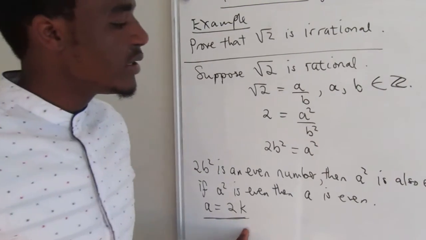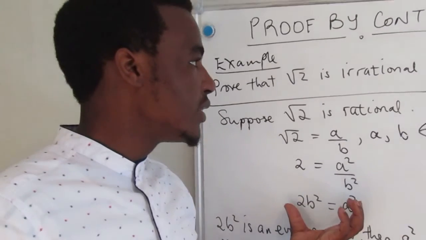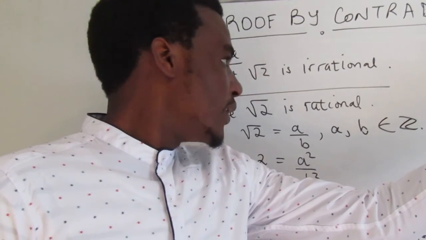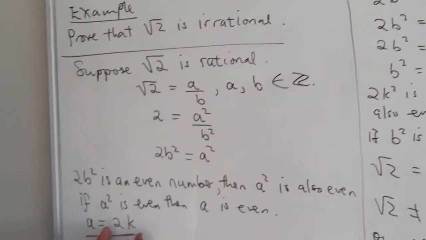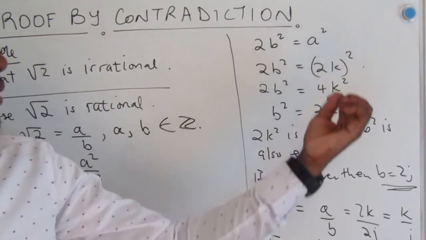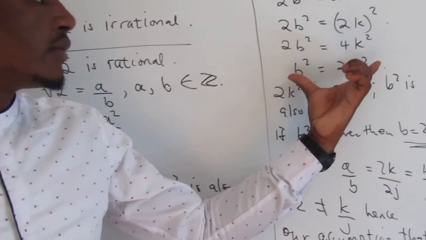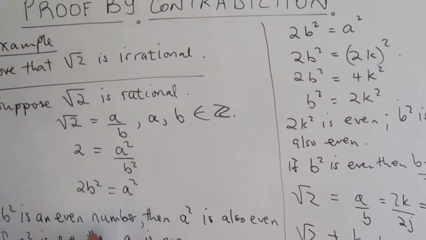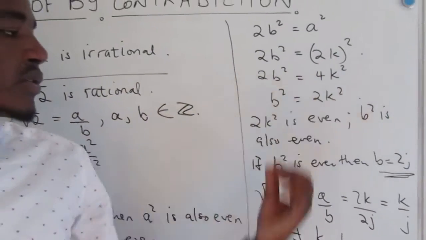So if a can be written in the form 2k, we can substitute that result into this equation, which I have written here, that 2b squared is equivalent to a squared, and we've substituted the value of a, which is 2k, at this part to get 2b squared is equivalent to 2k squared, which gives us 4k squared. So if we simplify this, we come up to a point that b squared is equivalent to 2k squared. Again, we have to use that assumption that if 2k squared is even, then b squared is also even.